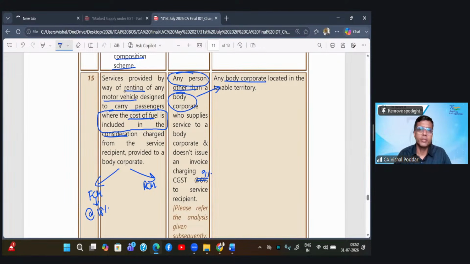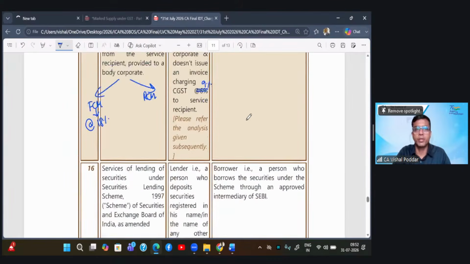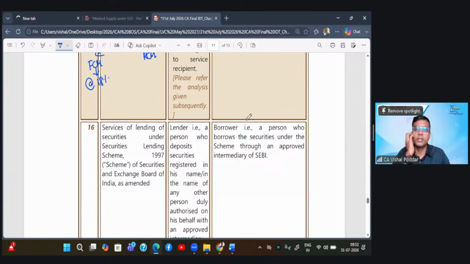So in case of passenger transport, similar to goods transport, there is an FCM, RCM option. So I charge GST at the rate of 18%, that is under forward charge. Otherwise, it will always be under RCM. Next is the service of lending of securities. This service is given by a lender to a borrower. So when the lender gives the service of lending of securities to the borrower, that is also under RCM.